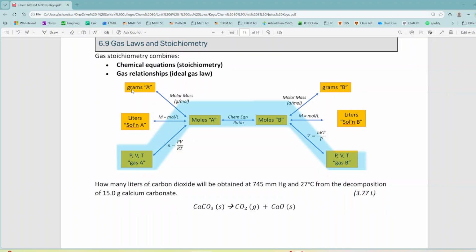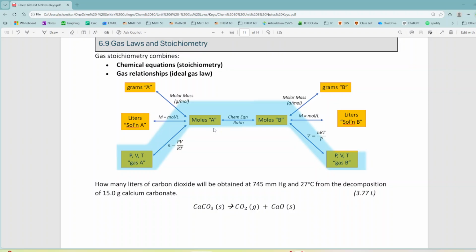So for example, if it's a solid, you'll have grams of species A, and then you will multiply or divide by the molar mass to figure out how many moles there are. You also may be given a solution where you know the molarity and you know the volume, so you can do moles equals molarity times volume. But now we're going to add in that you can find moles using the ideal gas law by doing PV divided by RT. So all of these are ways to find the moles of a species.